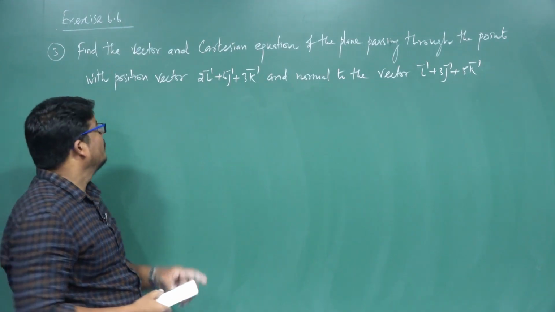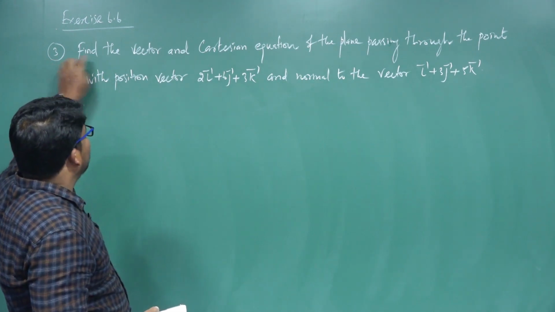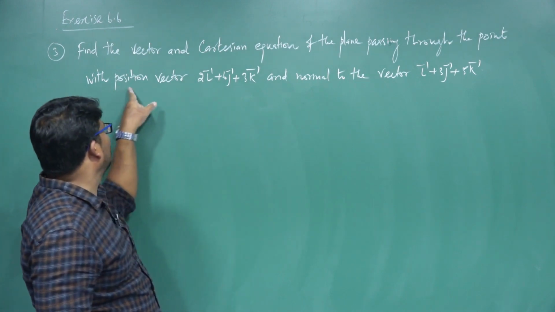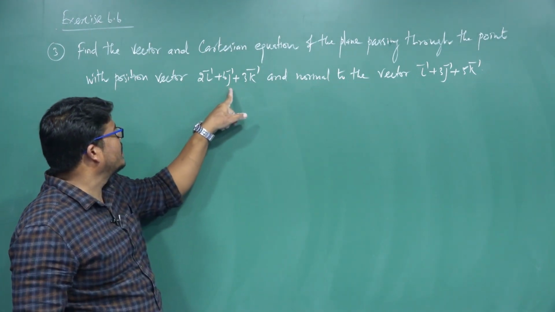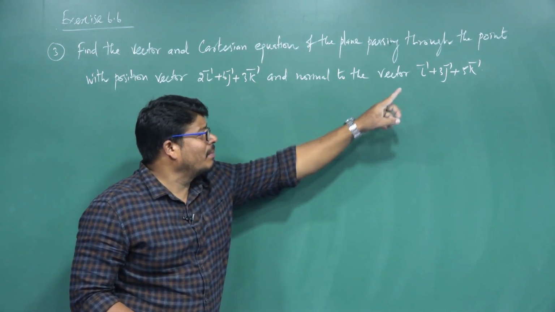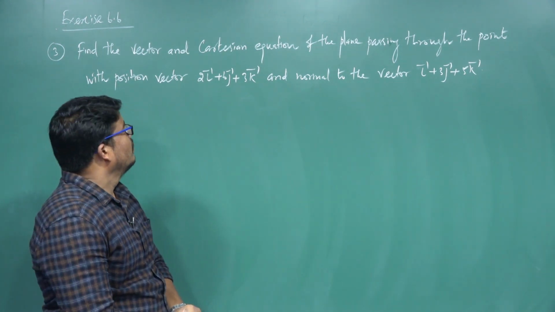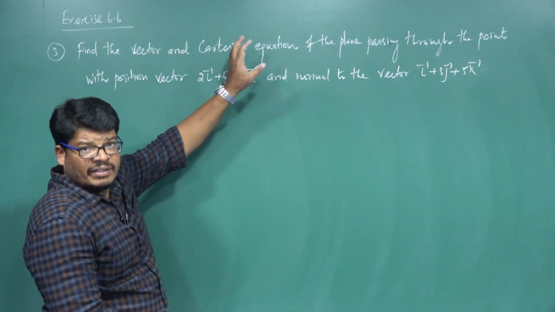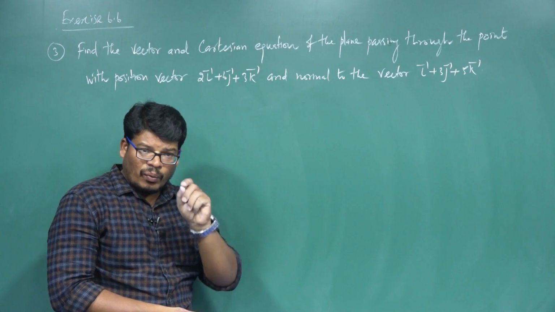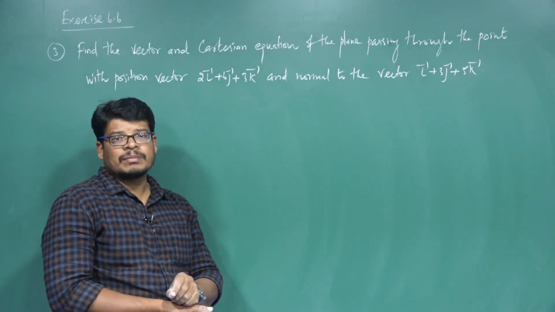Next one, third problem. Find the vector and the Cartesian equation of the plane passing through the point with the position vector 2i vector plus 6j vector plus 3k vector, and normal to the vector i vector plus 3j vector plus 5k vector. The plane passes through one point, and one normal vector is given.